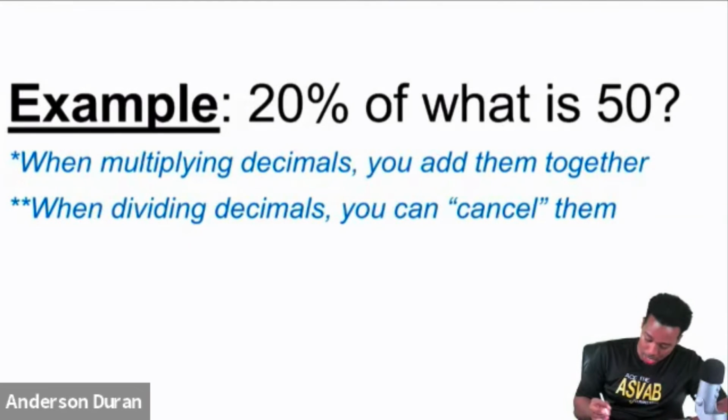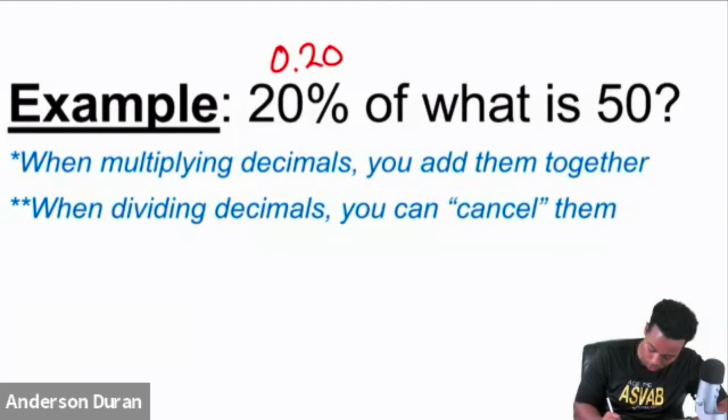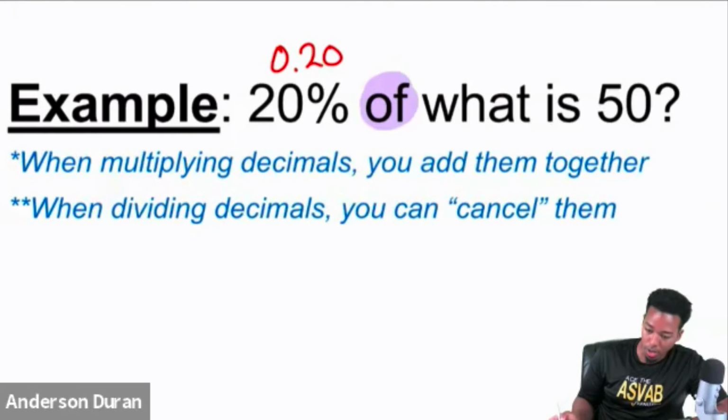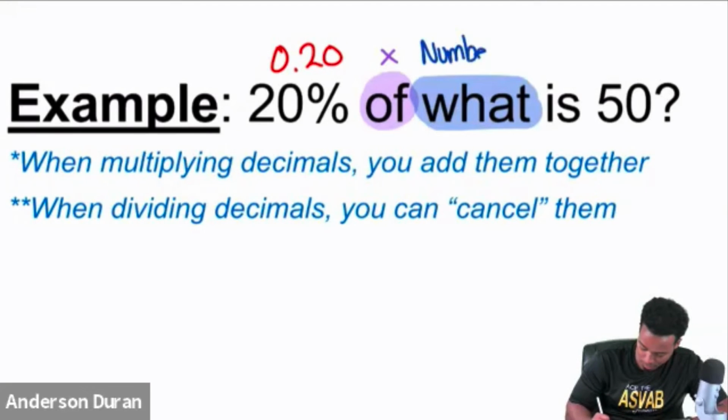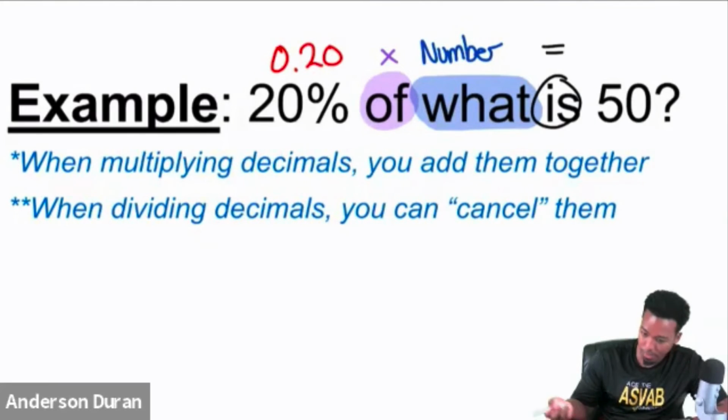Everybody, 20%. So I'll just go ahead and say 0.20. Everyone, the word of means what? Multiply, right? And then when they say what, isn't that just like a variable, like a letter? I'll just go ahead and say, some number. And then the word is translates to equals. Exactly. And then 50.